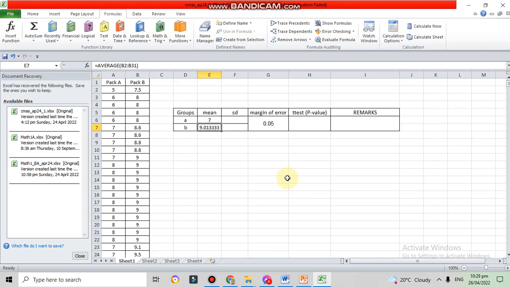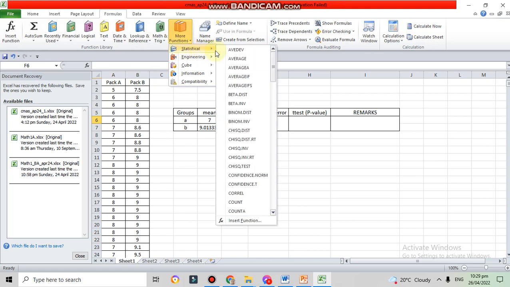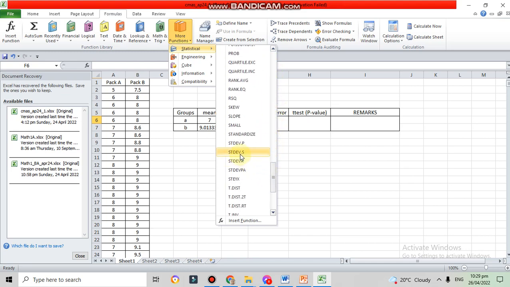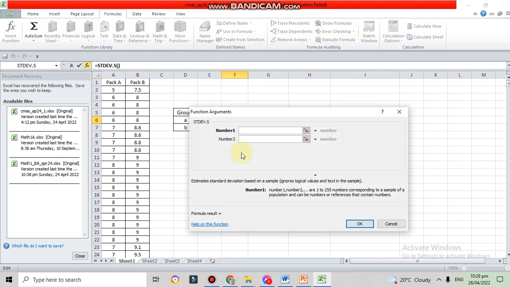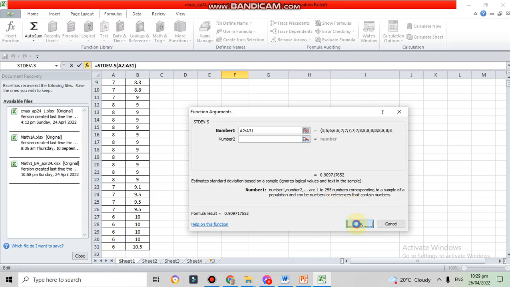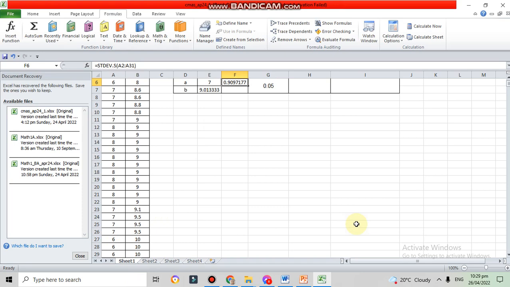How about the standard deviation? So you left click this one, left click more functions, move the cursor here, and then left click and hold, drag towards until you find the standard deviation of the sample, STDEV.S. Okay, so you left click first number of pack A, and then left click and hold towards the last number, then you left click OK.